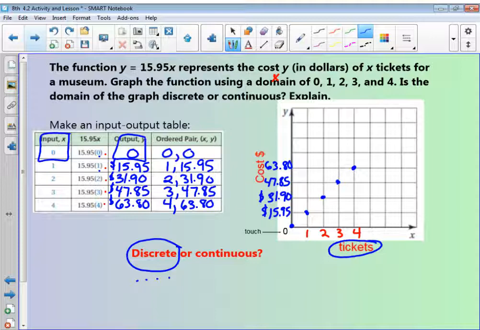Okay, so we already decided that this is going to be discrete, so we're not going to connect our dots. We cannot buy a part of a ticket, so therefore we can't use that line to connect and say that everything would fall in between that. So continuous is telling me I could connect everything. In this situation, we're not going to connect them because we cannot buy a half of a ticket. Okay, so let's go ahead and try another one of these.